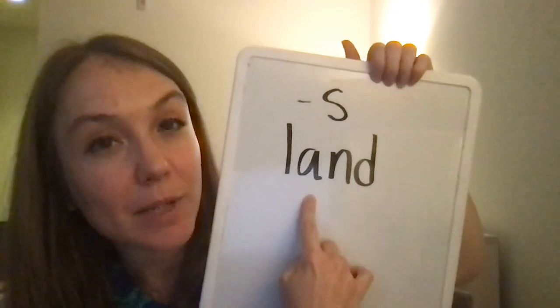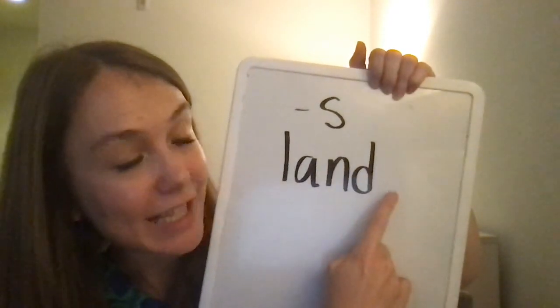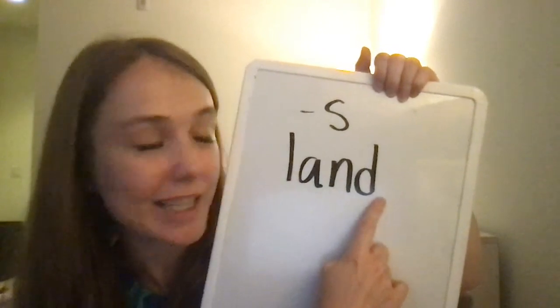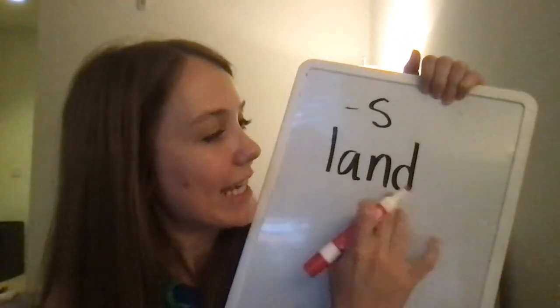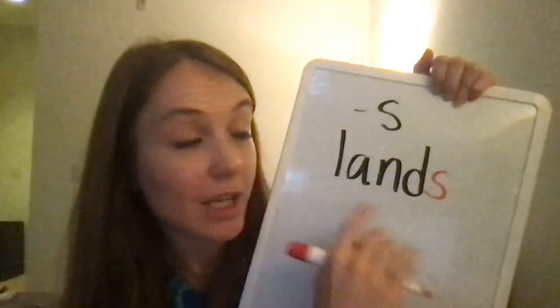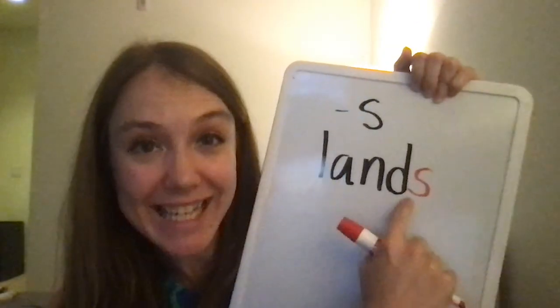A base word is our beginning word. It's where we start and then we add that sound on or that letter on. Let's add S. Land now becomes lands. That means it's happening right now. When we add S to the end of action words, they're happening right now.